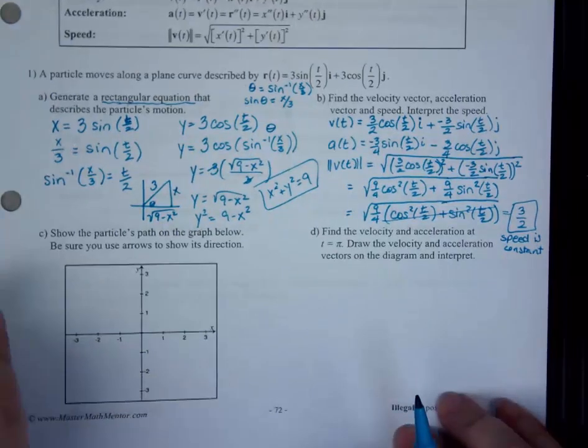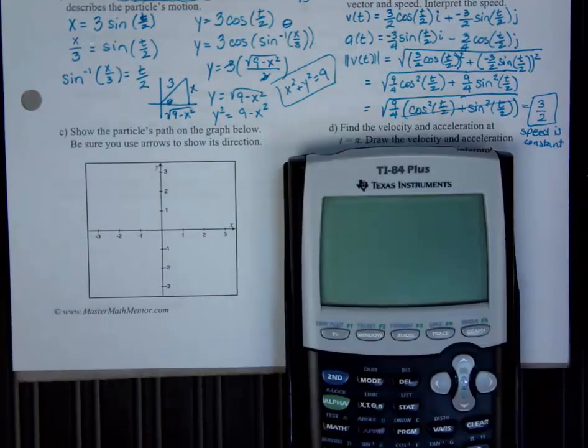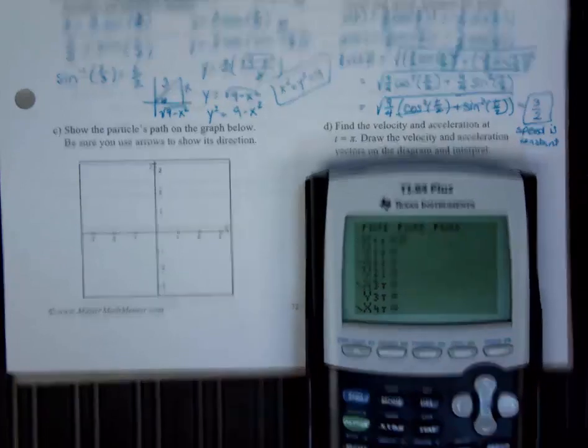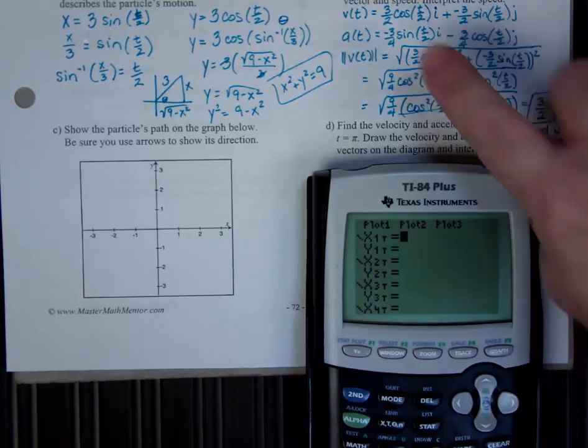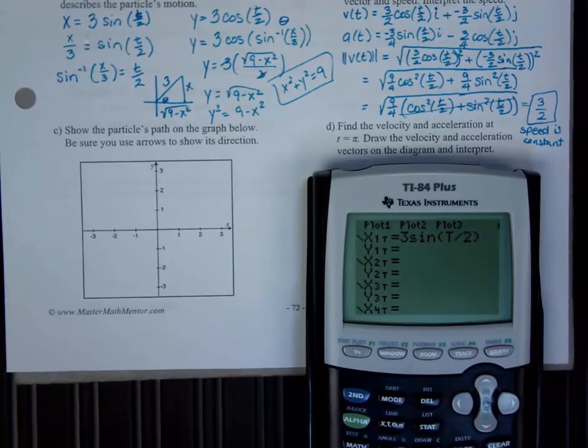Time to graph. So we're going to use our calculators to help. Take your calculator, go to y equals, and make sure you're still in parametric mode. So let's enter the equation up here. 3 sine t divided by 2, close parentheses. And we don't do the i's and j's, remember. 3 cosine of t over 2.